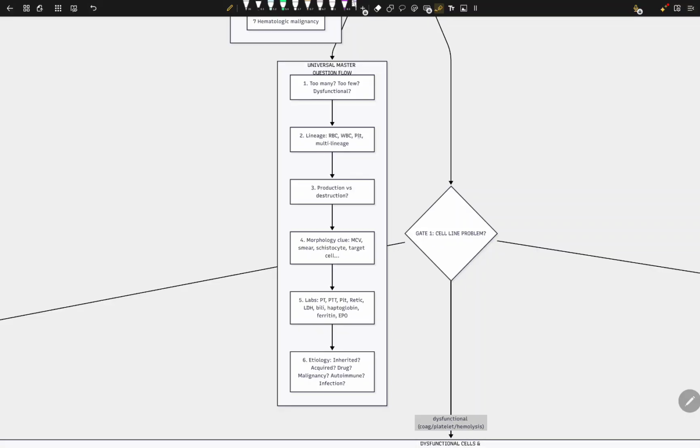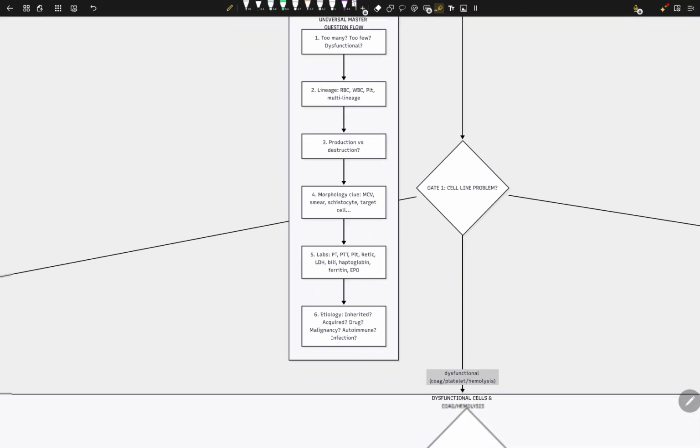Maybe the lineage is messed up. Which one? Maybe RBC is messed up, WBC is messed up, platelets are messed up, or maybe all of them are messed up, right? Or we can ask the patient, is it a production problem or a destruction problem, right? And then we have these clues, morphological clues, right? We have MCV, we have smears, like schistocytes, target cells, etc. And then we have the labs, PT, PTT, platelets, retics, right?